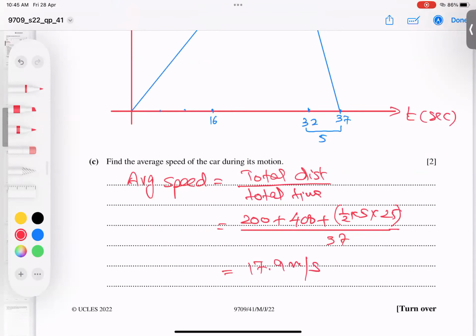I hope the concept is very clear, because 600 from here, and this is 125 by 2. If you type it in the calculator the short way, the answer is 17.9. Now let's go for question number 2.